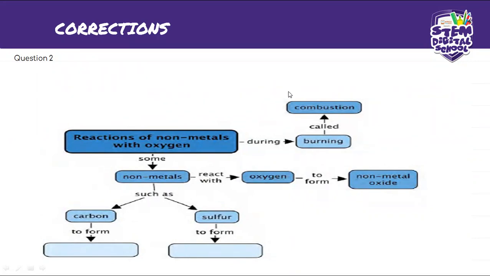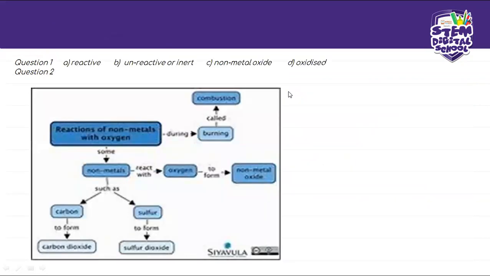Okay, so we're going back now. These are the corrections. Number 1: A, reactive; B, unreactive or inert, so that's 2 marks; C, non-metal oxide; and then D, oxidized. So we have got 5 marks there.